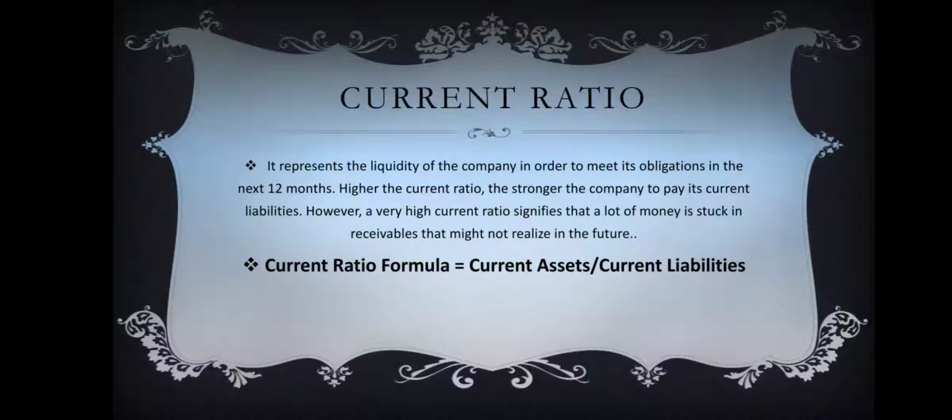In current ratio, it represents the liquidity of the company in order to meet its obligations in the next 12 months. Higher the current ratio, the stronger the company to pay its current liabilities. However, a very high current ratio signifies that a lot of money is stuck in the receivables that might not realize in the future. The formula is current assets divided by current liabilities.